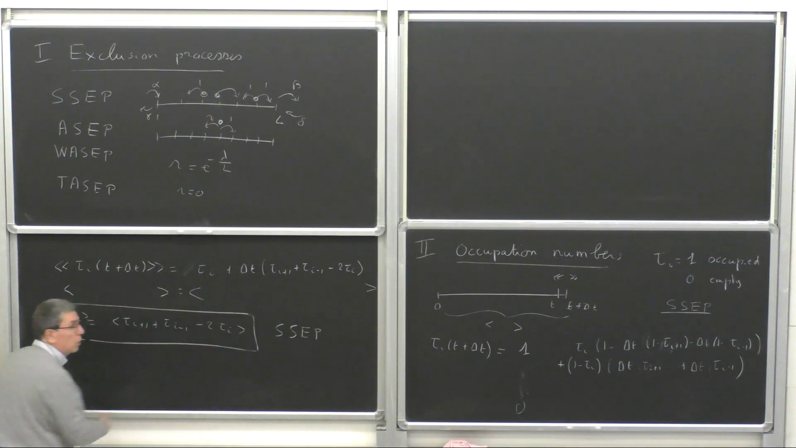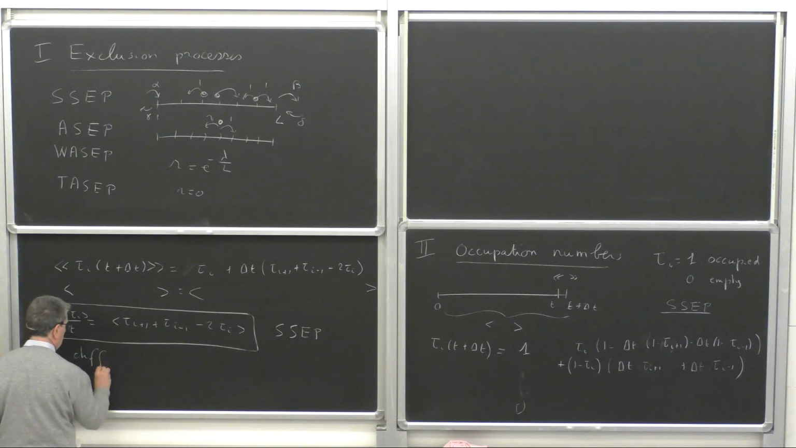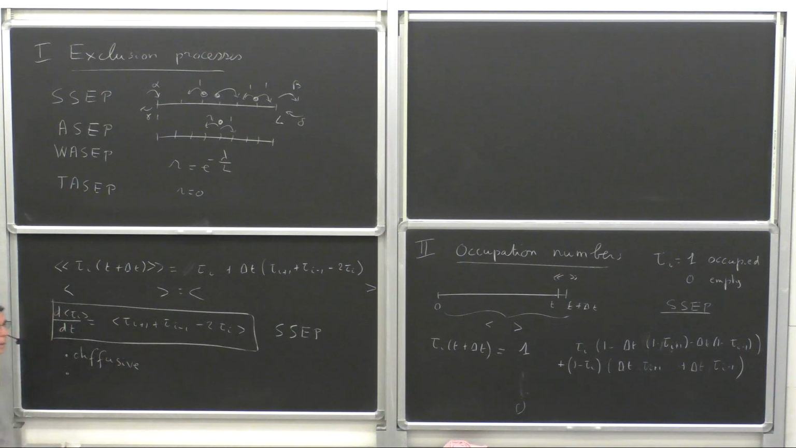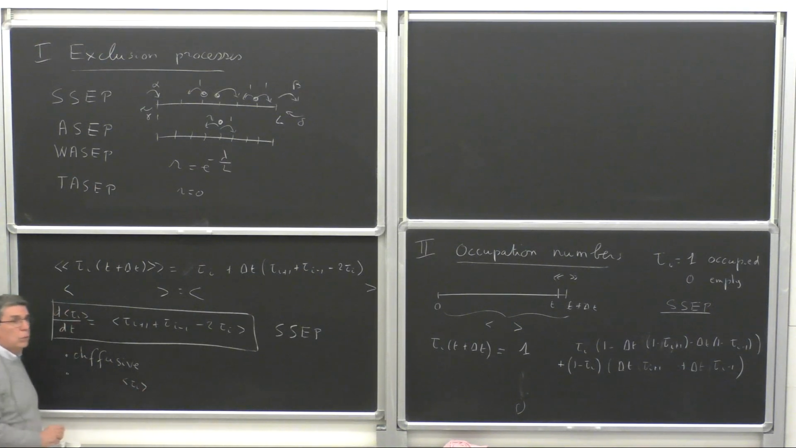First, you see that it's a diffusion equation. So it's a diffusive system. The other thing is that although particles interact, this is a closed equation. That is, when you want to compute the evolution of tau i, you don't need to care about higher coefficients. Closed, so you just need to care about the average occupation number. You don't need to care about correlations.